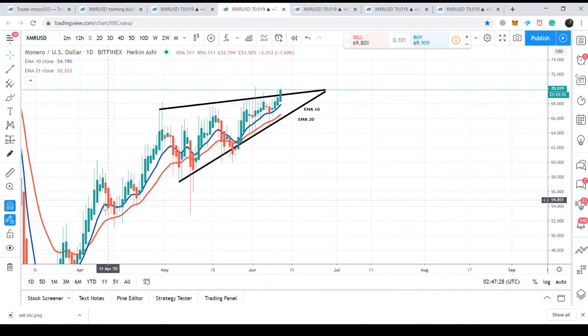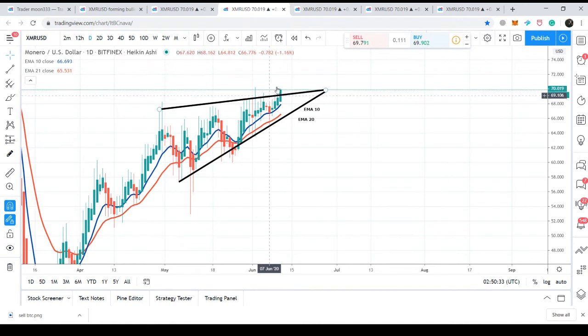As we can see here, it was used as a support. Here the price action used these two EMAs as a support and bounced up, and here, at this level, and finally we have this bounce by the EMAs very close to the support resistance of this pattern.